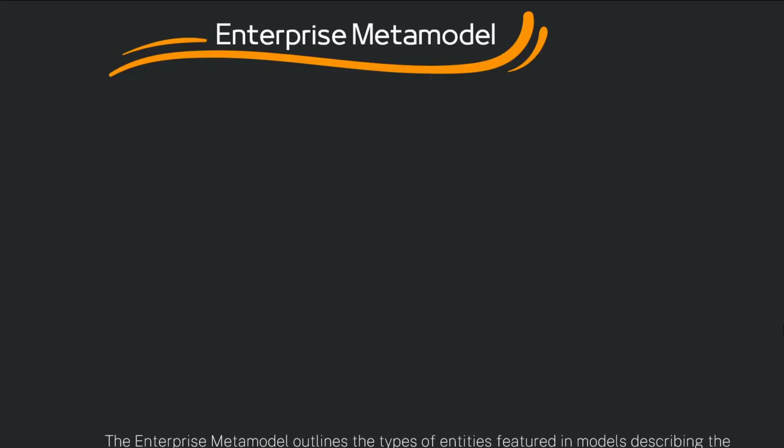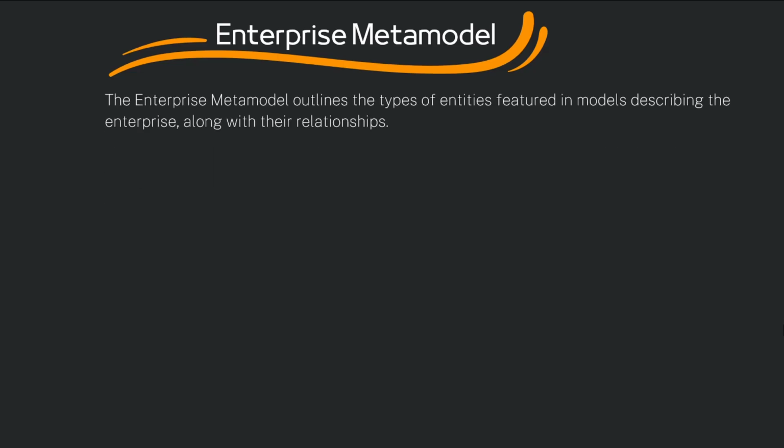Enterprise Metamodel. The Enterprise Metamodel outlines the types of entities featured in models describing the enterprise, along with their relationships. For example, in an Enterprise Metamodel, role could be a type. Business architecture models may then include instances of this role type, such as tailor, pilot, manager, volunteer, customer, or firefighter.